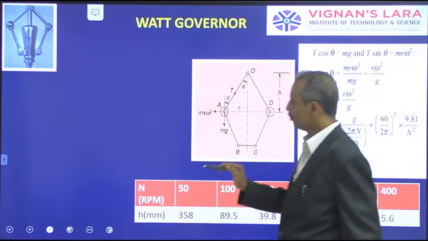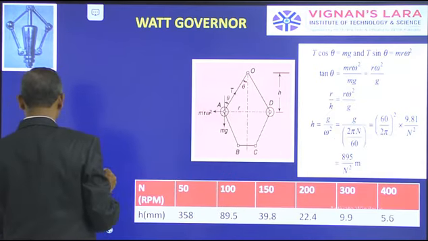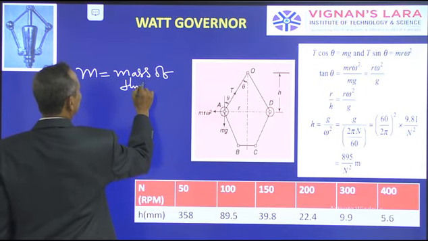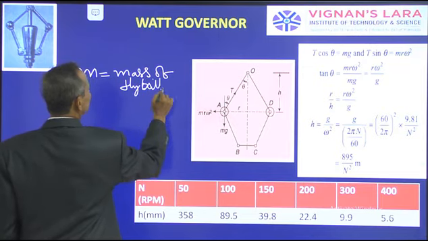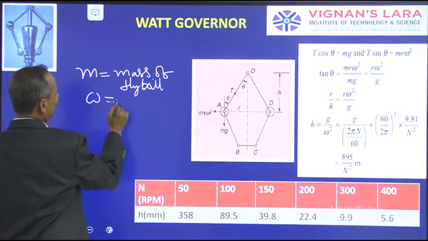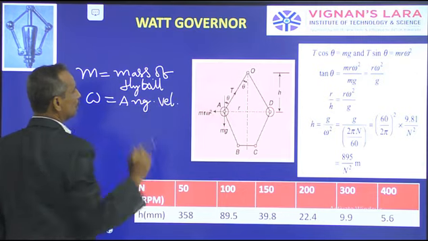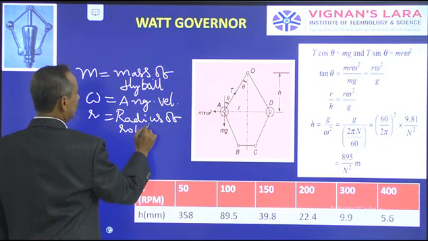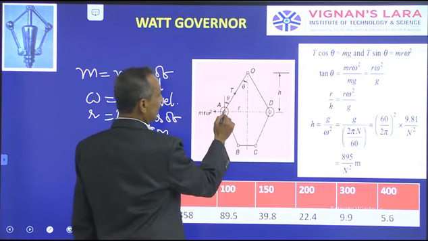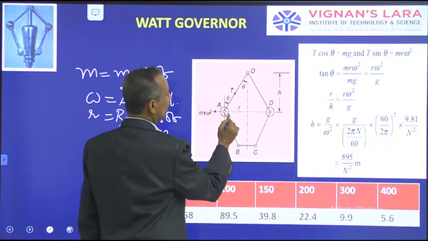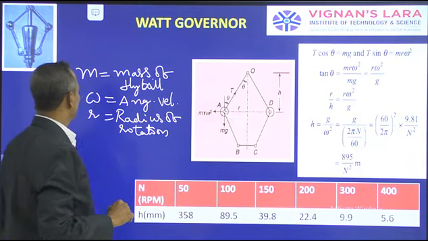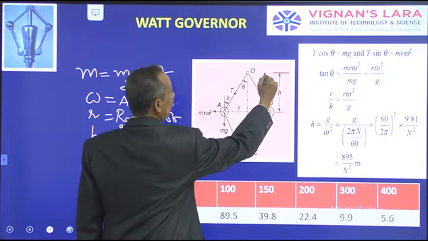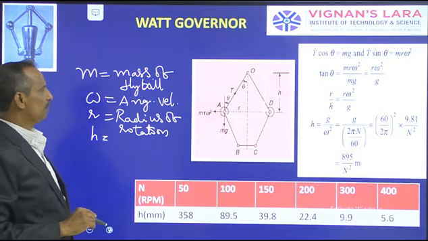See here, this is the fly ball. m is the mass of the fly ball. Omega is the angular velocity, and r is the radius of rotation. So the distance from the center of gravity of the ball to the axis of rotation is r. Then h is nothing but the distance from the center of gravity to the pivot point of the arms, the pivot point of the arms, isn't it?